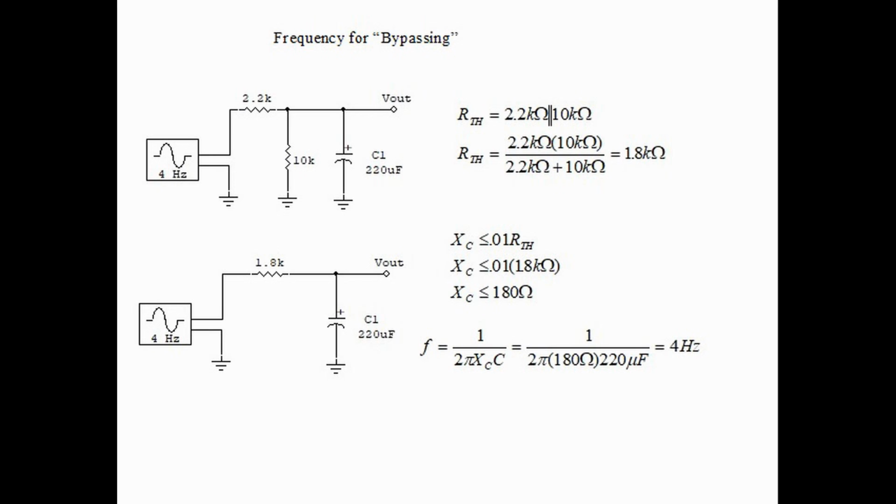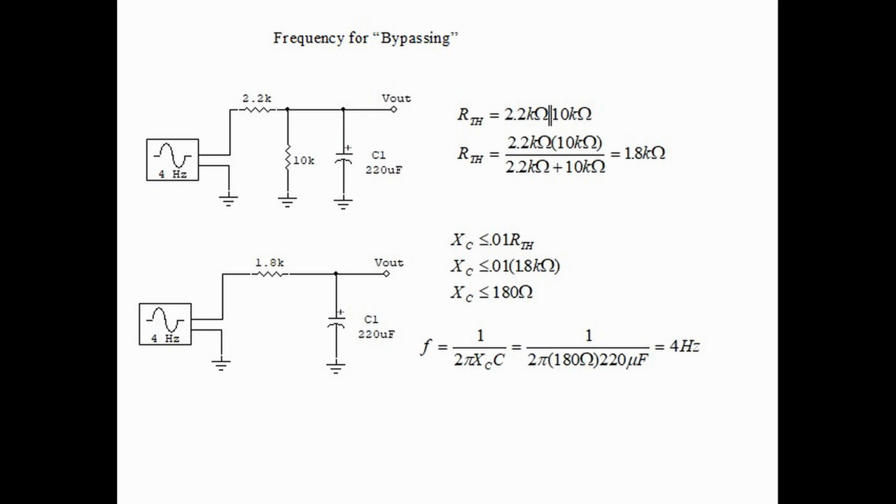Let's redraw the circuit now so that we have 1.8 kiloohms, and it's working with a capacitor of 220 microfarads. Once again, we say that Xc should be less than or equal to 0.1 times R Thevenin. So in this case, it's 0.1 times 1.8 kiloohm, and that equals 180 ohms. Once again, let's solve for frequency by saying that the frequency is 1 over 2 pi times 180 ohms times 220 microfarad, and that equals 4 hertz.